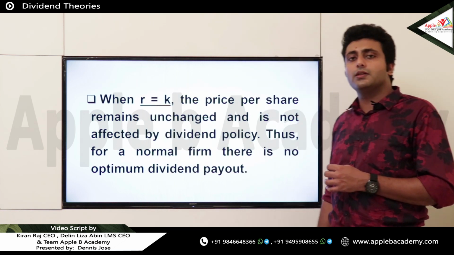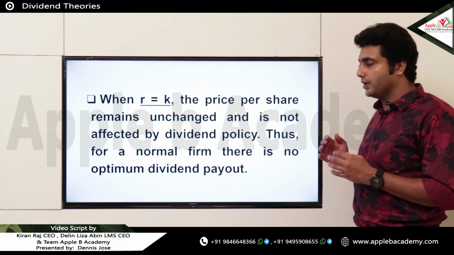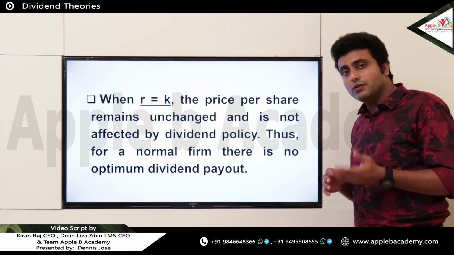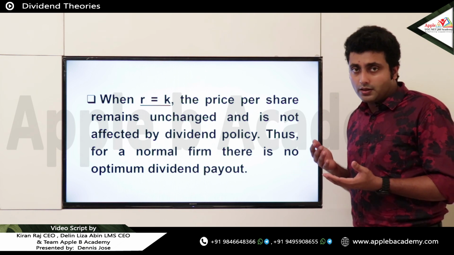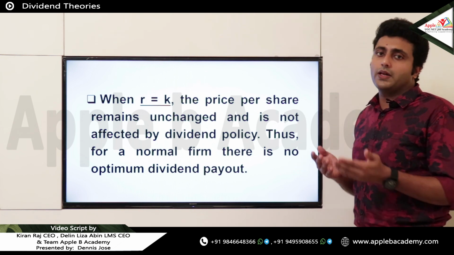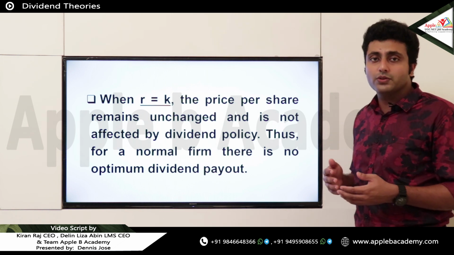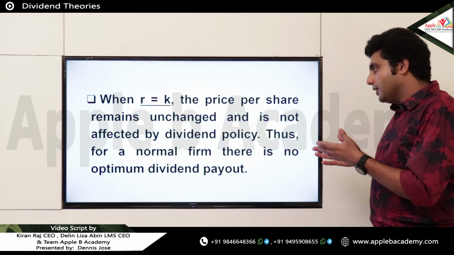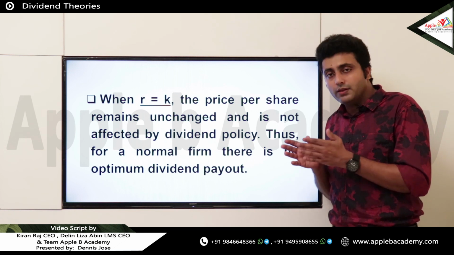The second implication is when R equals K. When R equals K, the price per share remains unchanged and it is not affected by the dividend policy. So, here internal rate of return and cost of capital are equal. The firm cannot be categorized as either growth or in a non-growth stage. So, for a normal firm there is no optimum dividend payout.